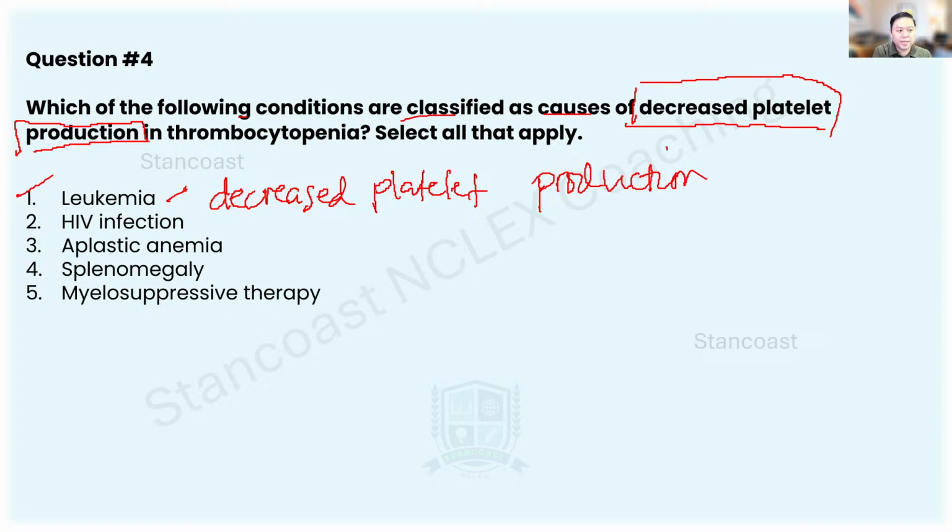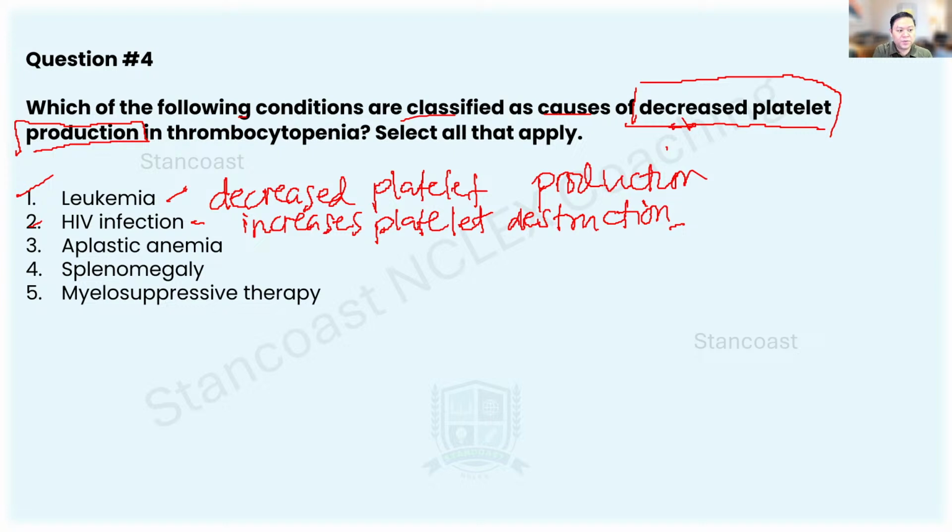What about number 2? HIV infection. The HIV infection here is incorrect because the HIV actually will increase the platelet destruction. So please understand what the question is asking. We're asking you to identify those conditions that can decrease the platelet production, not increase the destruction. Those are different terms here. So you gotta be careful.